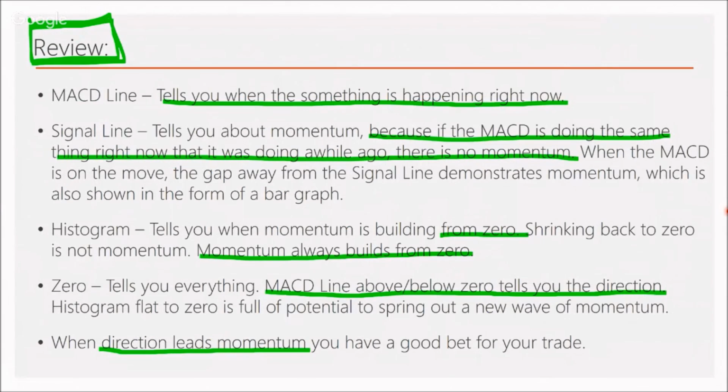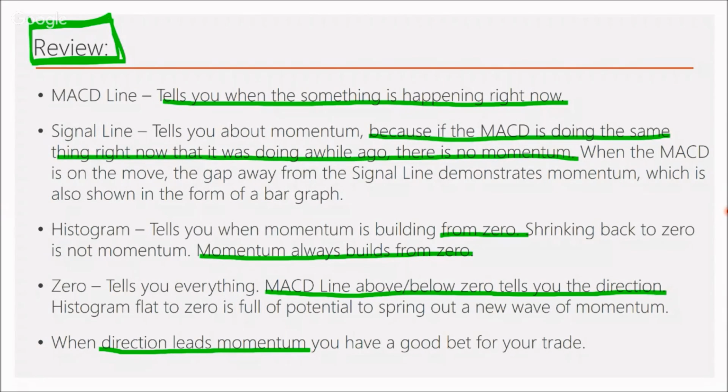All right, here's the review for today's lesson, the MACD line. It tells you when something's happening right now. The signal line tells you about momentum because if the MACD is doing the same thing right now that it was doing a little while ago, there's no momentum. The signal line watches the MACD line and it gives you a visual demonstration when the MACD is on the move or when the MACD is just doing the same thing that it was doing before.